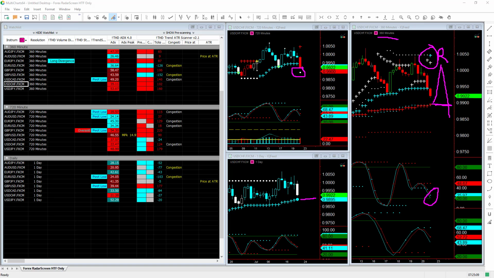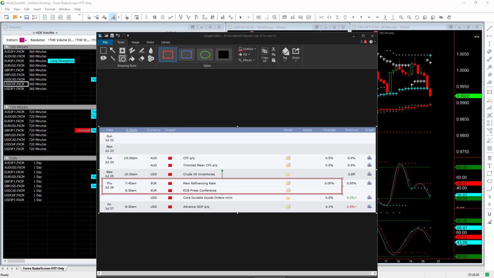Now this week we don't have a lot of market reports. The biggest market report we have this week is on Thursday, and that will be on the euro, and it is the ECB press conference and the main refinancing rate. They're expected to have that rate at 0. They're not expected to raise the interest rate. Any surprises on that could cause a lot of movement.